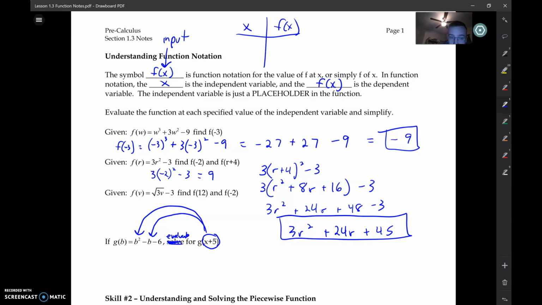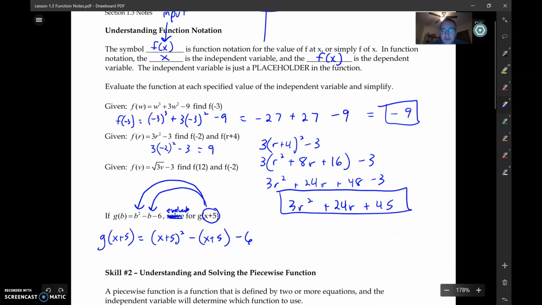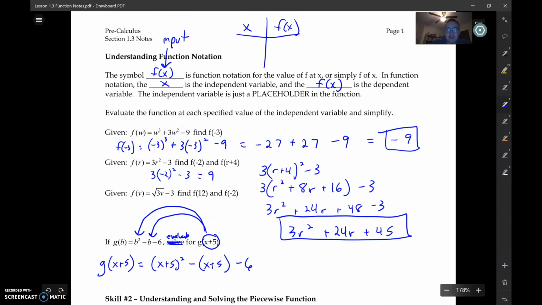I'm not going to solve it out, but if you're solving for g of x plus 5, it would be g of x plus 5 equals, instead of b squared, x plus 5 squared, and then instead of minus b, it's minus x plus 5, and then you have a minus 6. That is how it would look when it's expanded out. Obviously, you need to simplify that. Okay, so that's the notation.